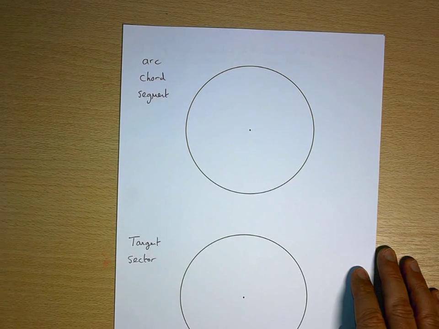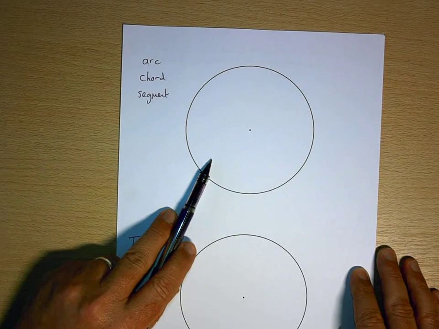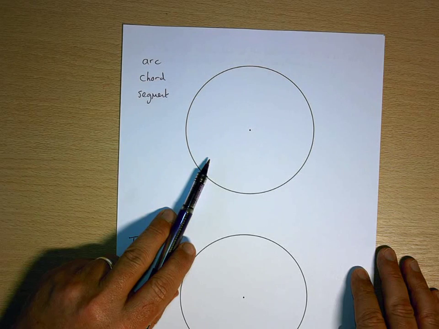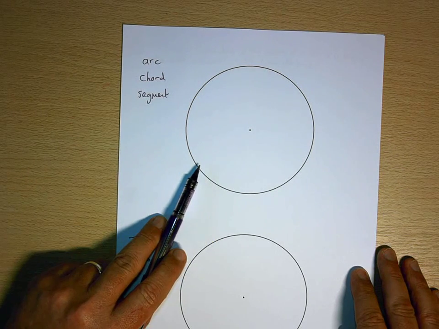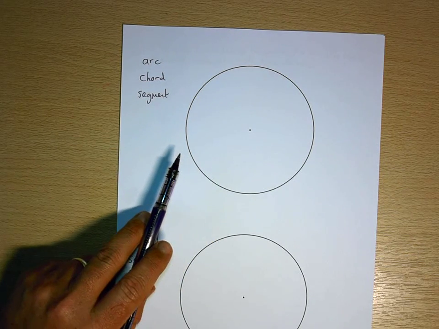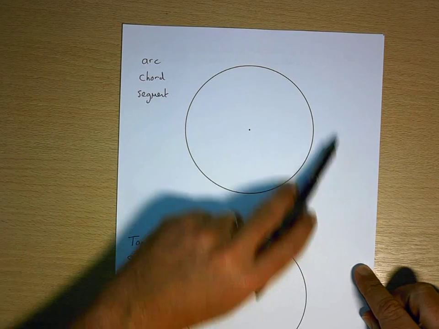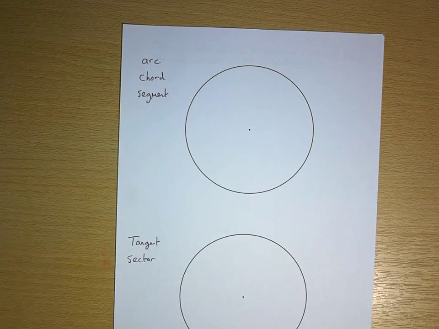So I'm talking about diameter, which would be right the way across through the centre, radius from the centre to circumference, circumference, which is the distance all the way around the outside. So I'm taking those as given, but these ones you may be less familiar with.